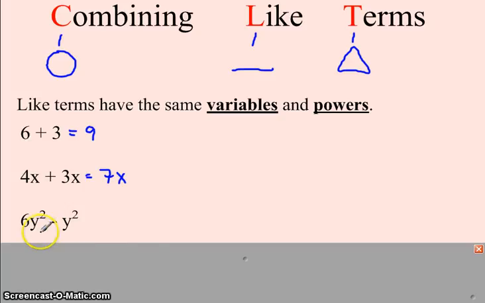Another one, we've got 6y squared minus y squared. Well, first of all, it's the same variable y, the same power 2, so we can combine them. Now, when it just says y squared, it's not written, but it's really like a 1y squared. So 6y squared minus 1y squared would give us 5y squared.